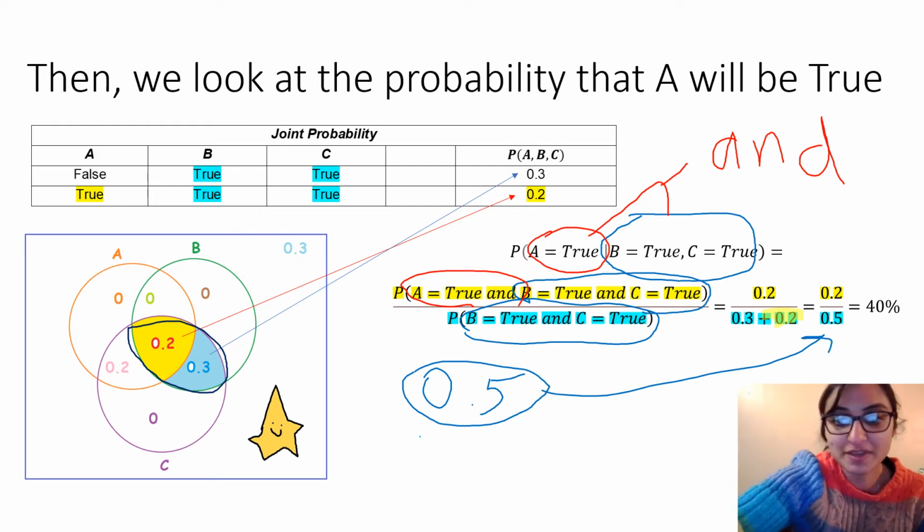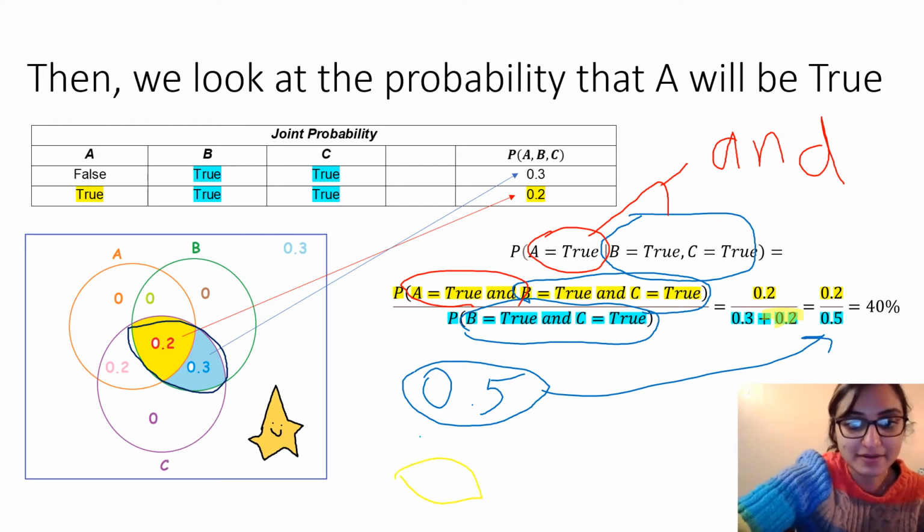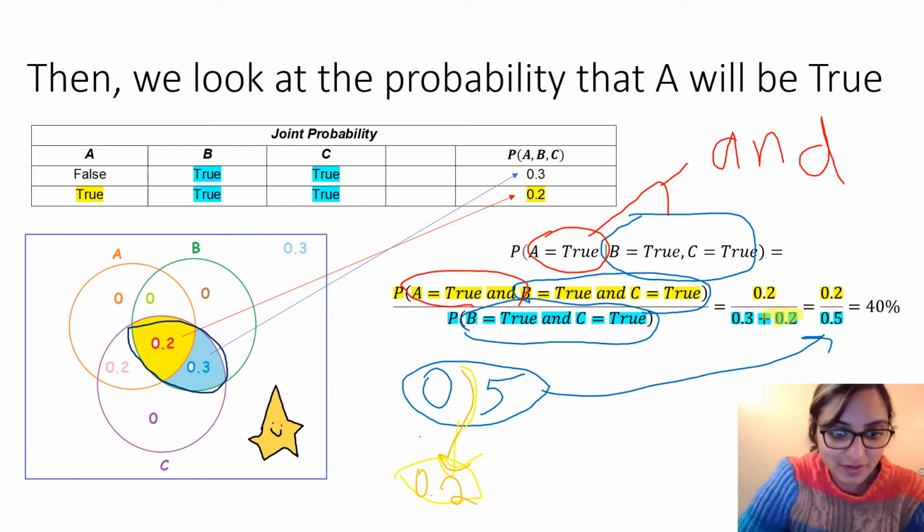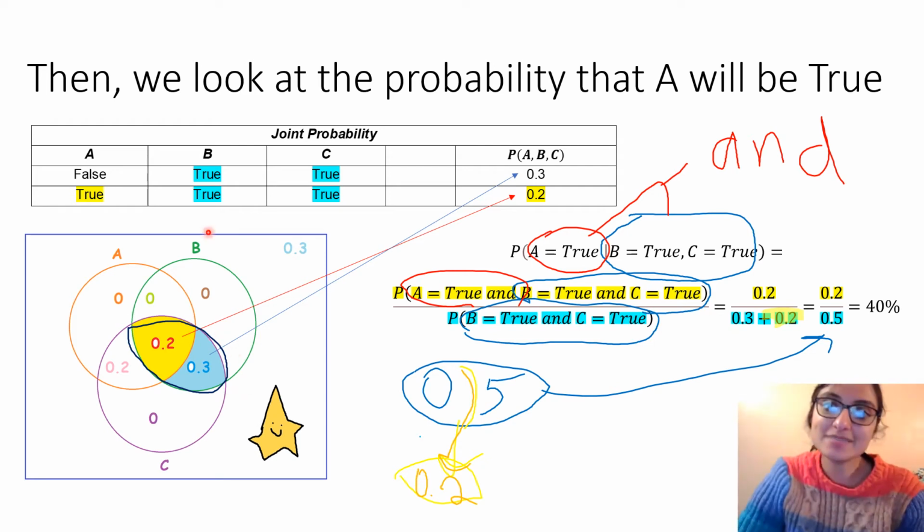And the numerator is just going to be this part out of that. It's just going to be the small little part out of that. That's what the numerator is going to be. So out of that, it's just the 20%. That's actually what the numerator is going to be: this 20% slice out of this 50% here. So it's going to be a subset of that. So that's the probability A is true given that B is true and C is true.